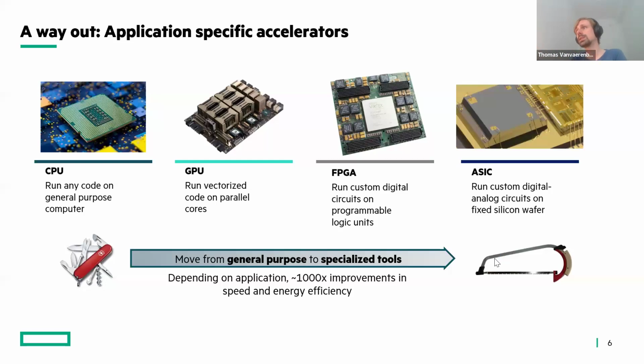But in general, this is a trend that is already ongoing. We have tensor product units and things like that for AI workloads. But we see a shift from general purpose to specialized tools because that really can give us quite some efficiency benefits in speed or energy.